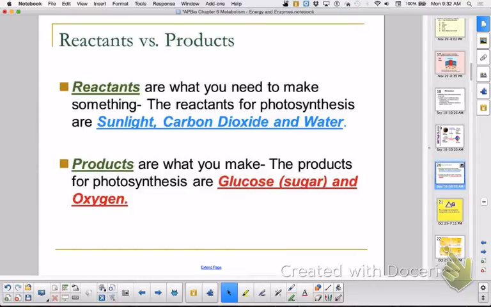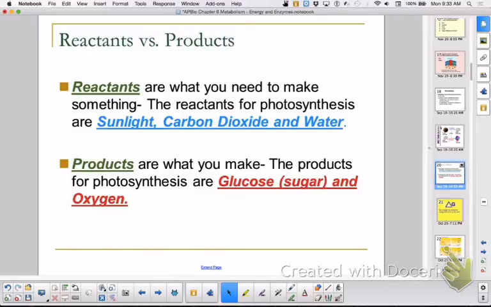Now, sunlight's just a form of energy, right? So what product do we make? ATP. Right? Okay? Put it all together. So reactants participate and products form as a result of the reaction. Reactants participate and products form as a result of the reaction.